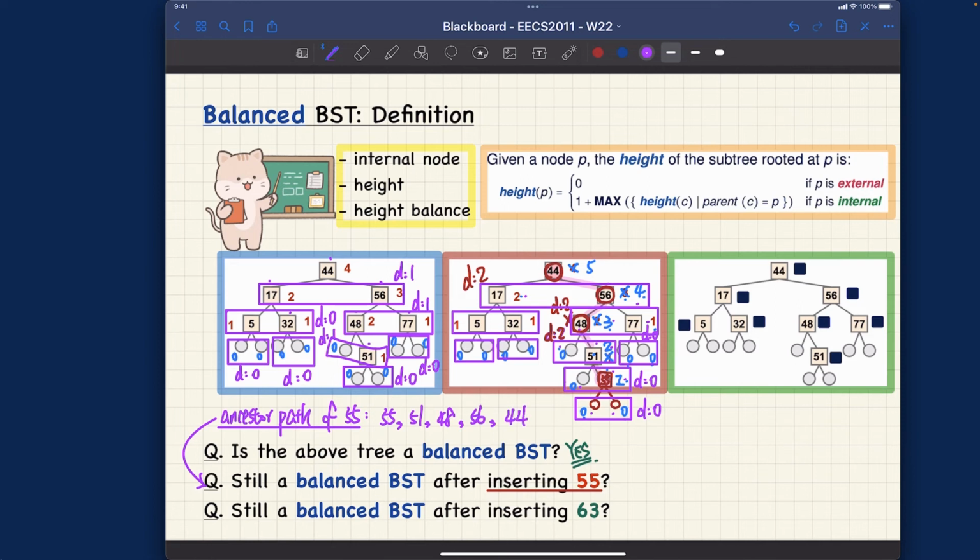And you can see that this is where things become unbalanced. Starting from 48 over here, so these are the three nodes that become unbalanced after insertion. So this will give us some insight.